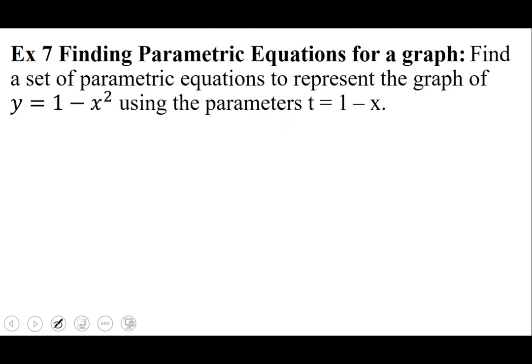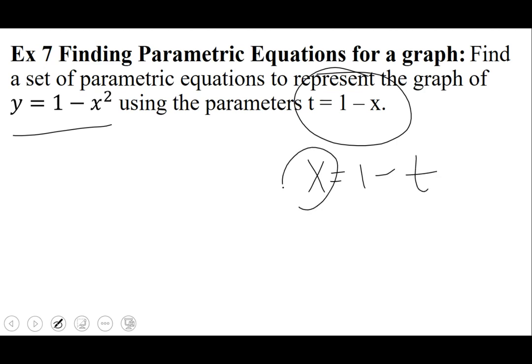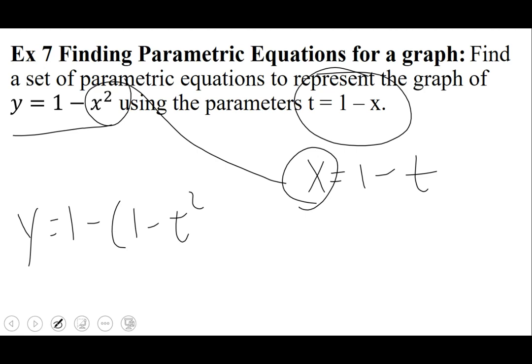One last one here, same thing. You're going to find a set of parametric equations given that same rectangular function, but now you're given a different parameter, the fact that t equals 1 minus x. So you're going to go ahead and take t equals 1 minus x, and you actually have to solve this for x equals. So if you solve this for x equals, you're going to get x equals 1 minus t. Then you're going to take this and plug it in for this x. So you're going to get y equals 1 minus the entire quantity, 1 minus t, squared.